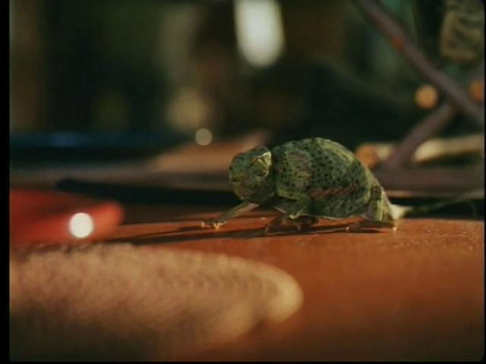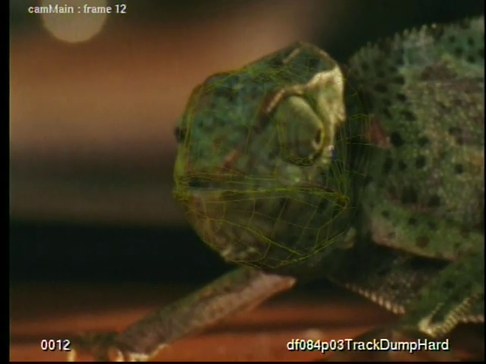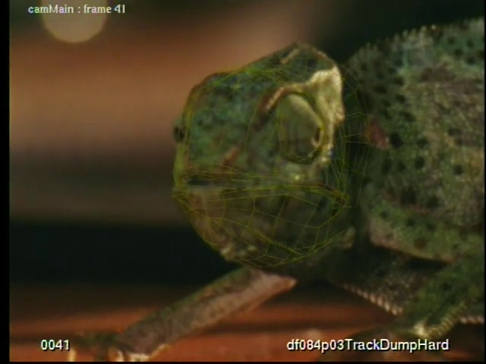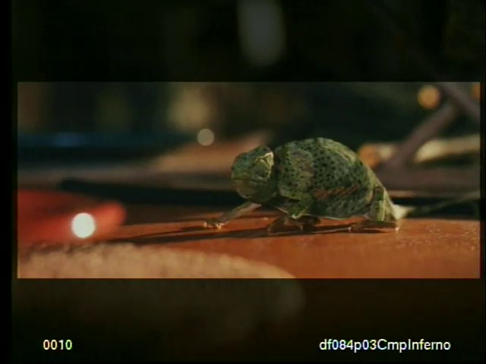This is Pepito the Chameleon, who was a wonderful character. Not a lot of movement in the actual live action plate, and the tracking was not very complicated because there wasn't a lot of movement, but it did take some effort to make a three-dimensional model of the chameleon's head.